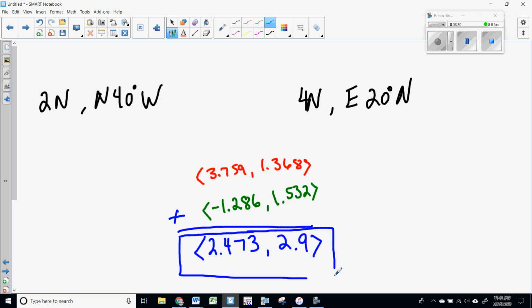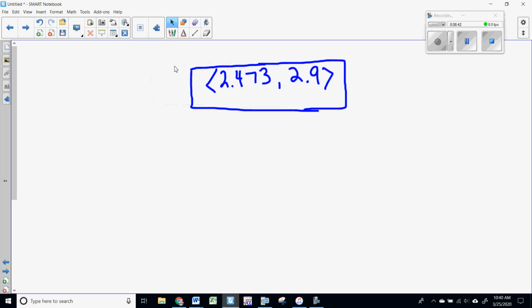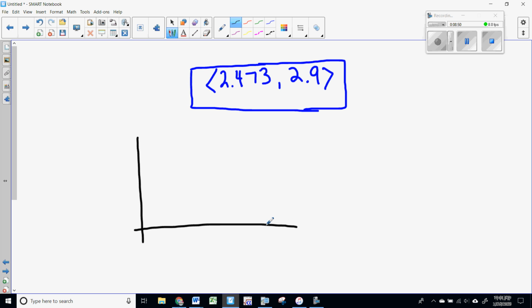So we go back to what we did at the start. I can take that vector, forget everything else I've done, and now just go work with this vector. This is like the first problem I did. I draw this vector and I think, okay, this goes over 2.473. This goes up 2.9. And then now all I need to find is this r and this theta.